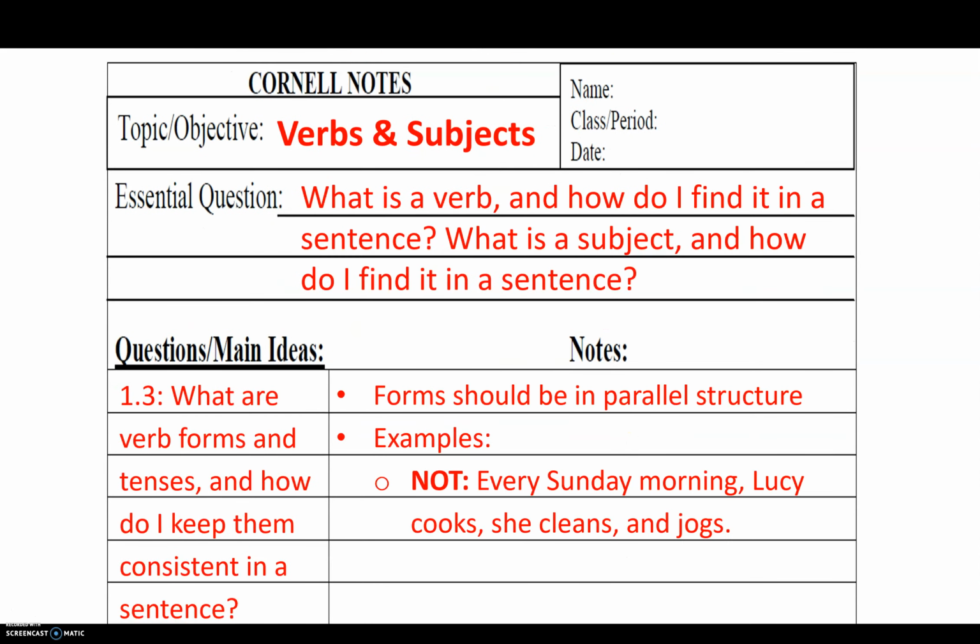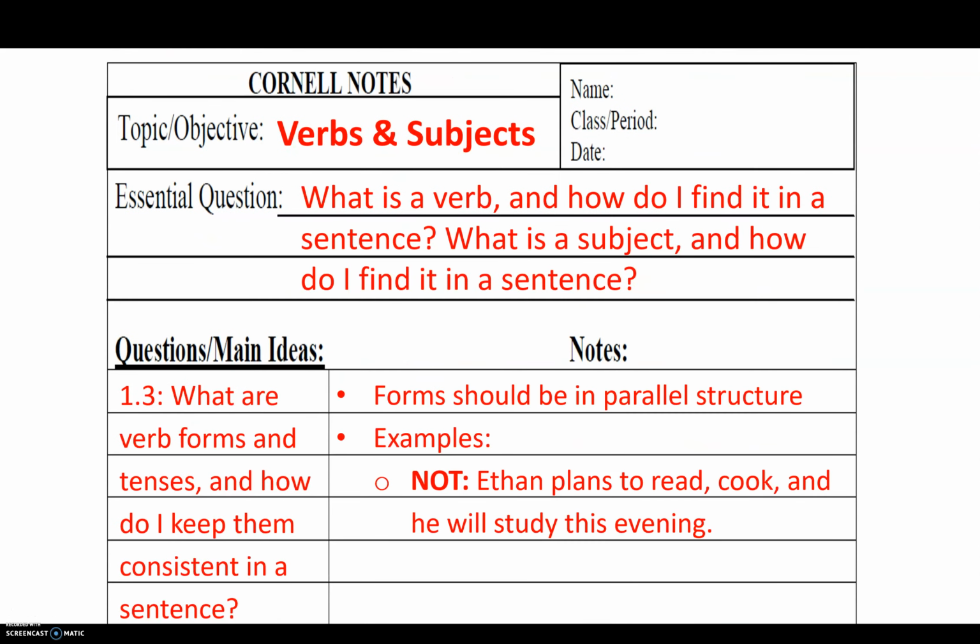You also may see something where a subject is added, and we want to make sure that, especially in a list, that is the same structure throughout. So for example, if I say, every Sunday morning, Lucy cooks, she cleans, and jogs. Notice I already have that subject Lucy and then a verb cooks. And my last verb is also just jogs. So in the middle here, we don't need to add she because that makes this list not parallel. Instead, we would just list normally with the verbs in that same form. Every Sunday morning, Lucy cooks, cleans, and jogs.